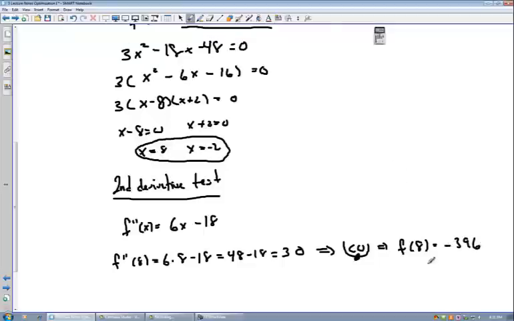And what is that, a local min or local max? Well, because it's down here, this is a local min. And then we'll do the other point.